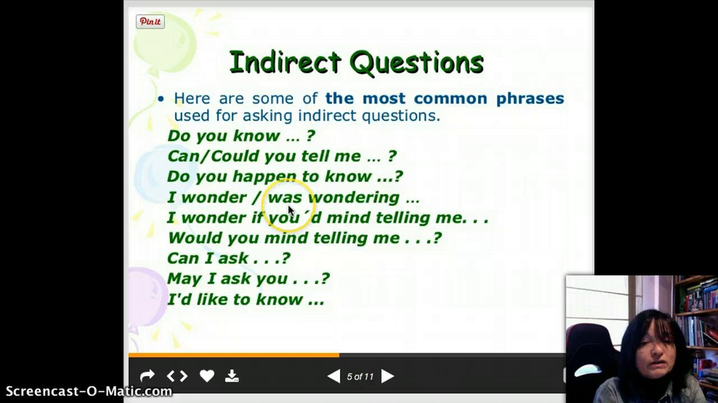I wonder, or I was wondering, if you could tell me where the station is. I wonder if you'd mind telling me where the station is. Would you mind telling me where the station is? Can I ask you where the station is? May I ask you where the station is? Or I'd like to know where the station is.